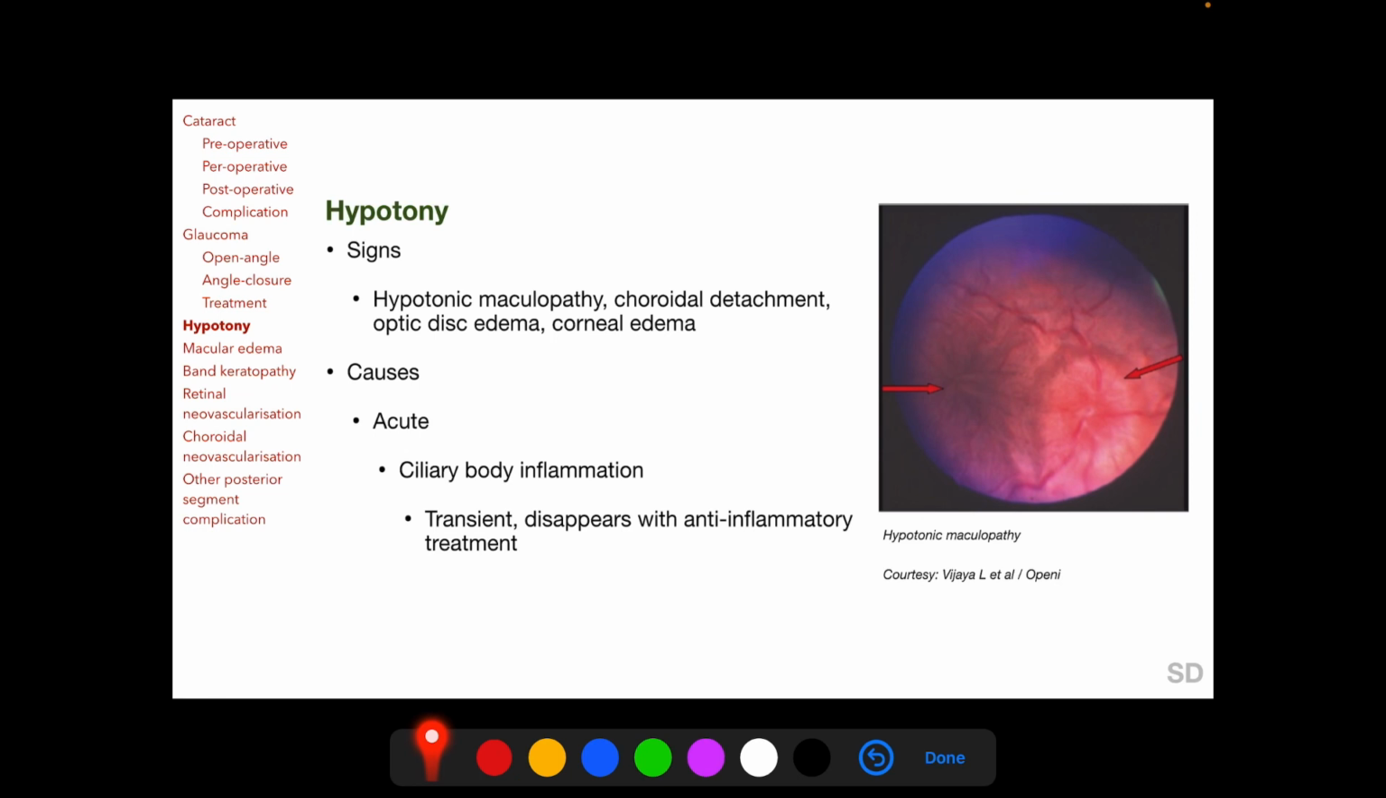Hypotony is another complication of uveitis, and the signs of hypotony are hypotonic maculopathy, choroidal detachment, optic disc edema, and corneal edema. So we find retinal folds here and optic disc edema following hypotony. Acutely, hypotony can occur in uveitis due to ciliary body inflammation, and this is transient and disappears with anti-inflammatory therapy.